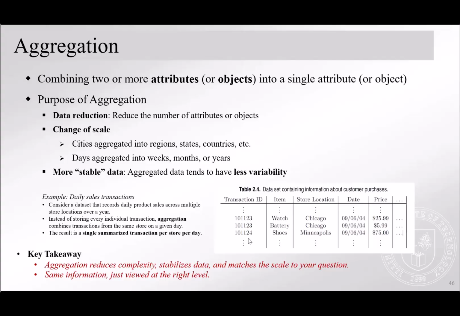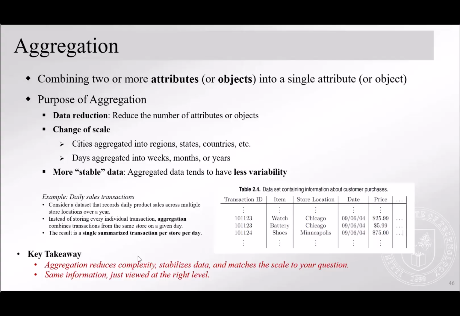To simplify this, we can apply aggregation. For example, we can group all items purchased in Chicago on, let's say, September 6, 2024, and summarize them into a single record, such as the total sales or total number of items sold, etc.